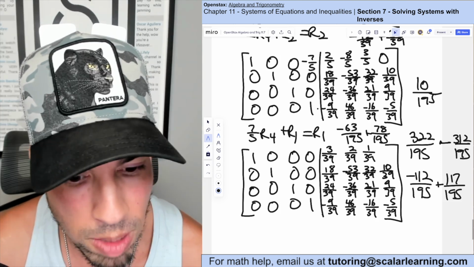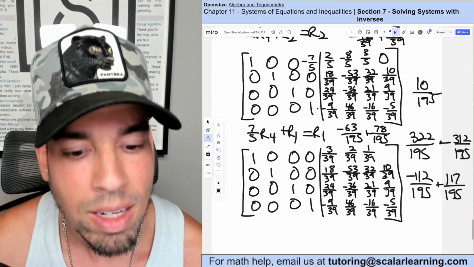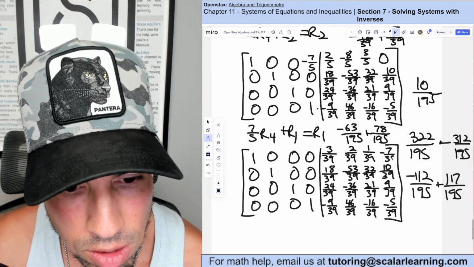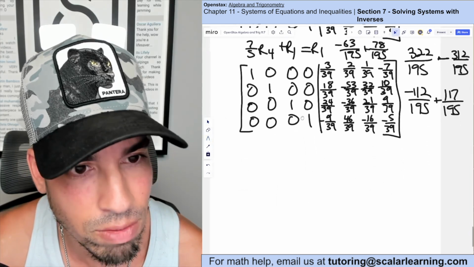Last but not least, multiply it by that guy. The 5's cancel out, and we get negative 7 over 39. Plus 0 is just that. Okay, we did it. We got the inverse, so let's check it out.